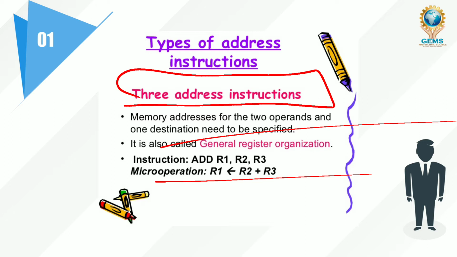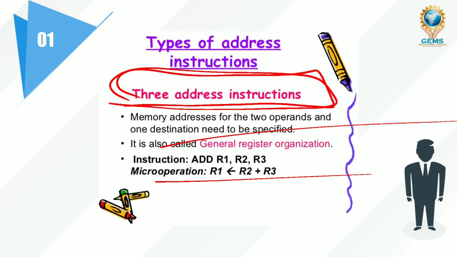Okay. Now I am going to talk about the types of addresses. Types of address instructions. Already we have seen the address modes, but we are going to see the types of address instructions. I already said that 3 kinds are there: 3, 2, 1, 0. So the first one is the 3 address instruction.